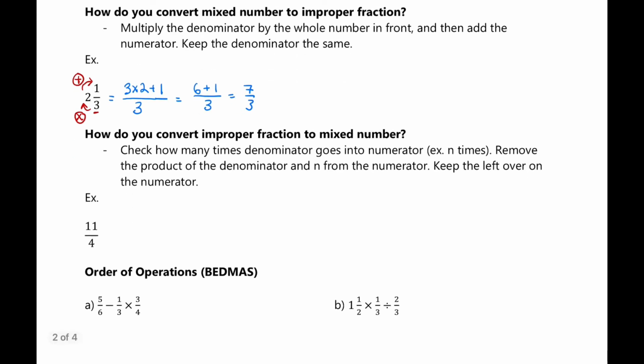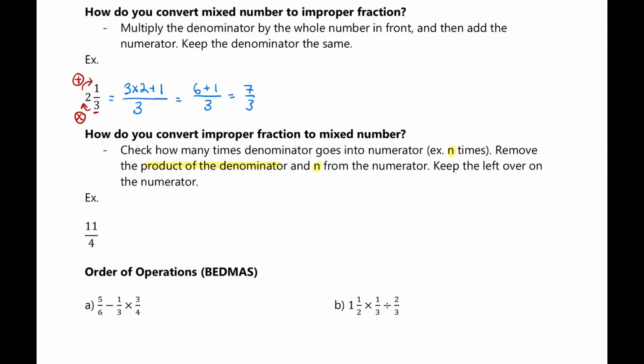All right, so how do you convert an improper fraction to a mixed number? We have to first check how many times the denominator goes into the numerator. I said n times here, but that just means how many times, like 3 times, 4 times, 5 times, and so on. Remove the product of the denominator and n from the numerator, and keep the leftover on the numerator.